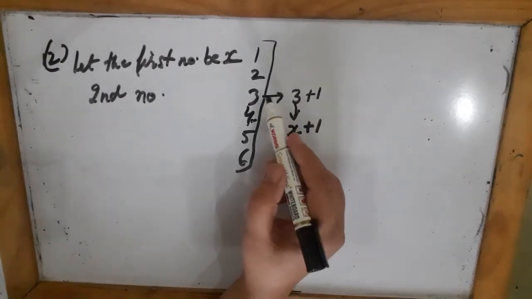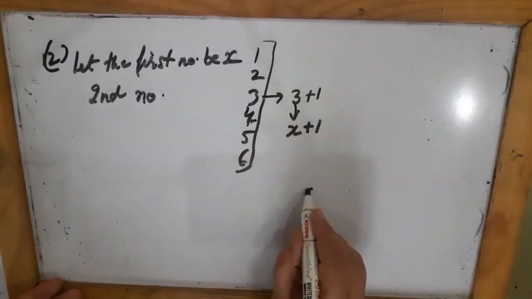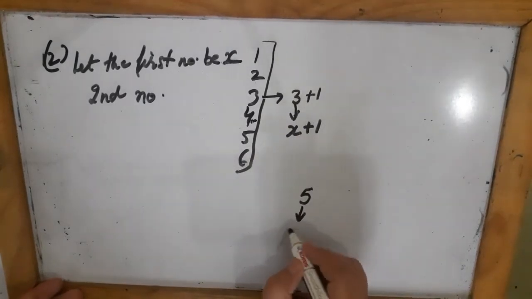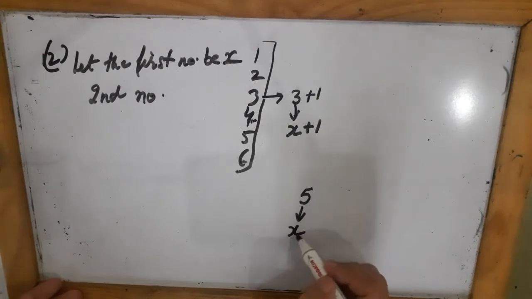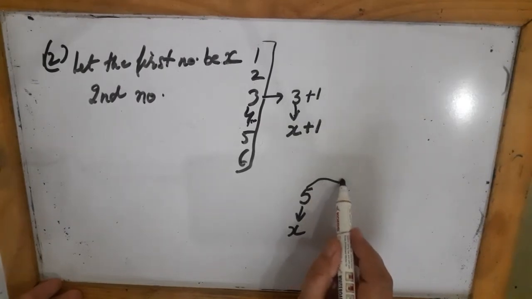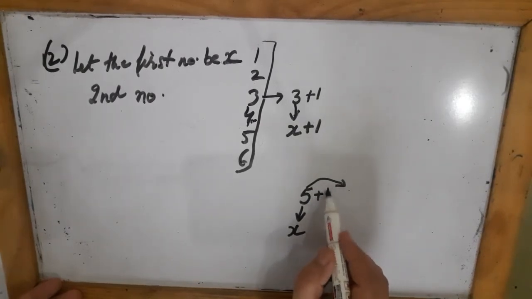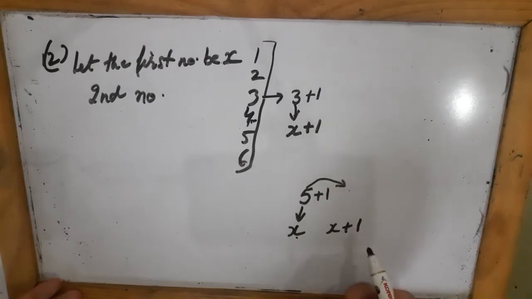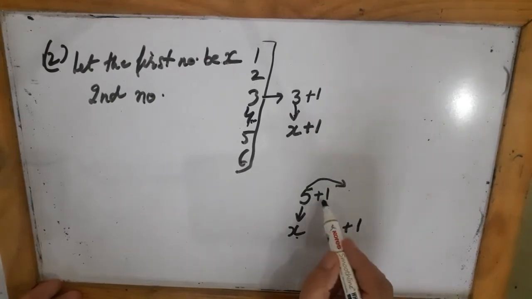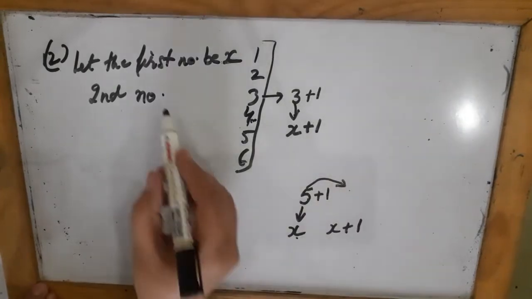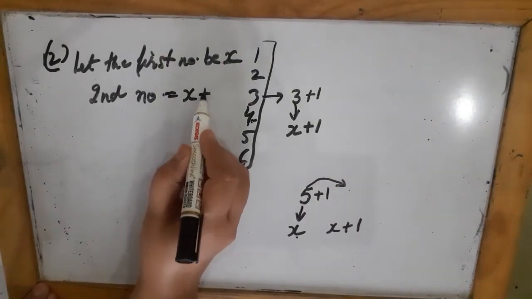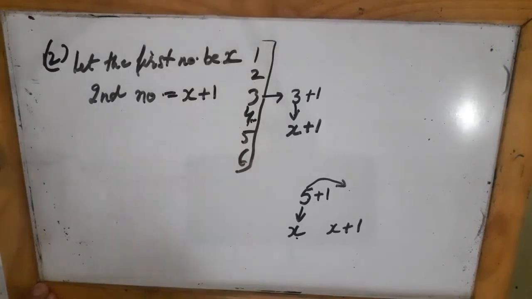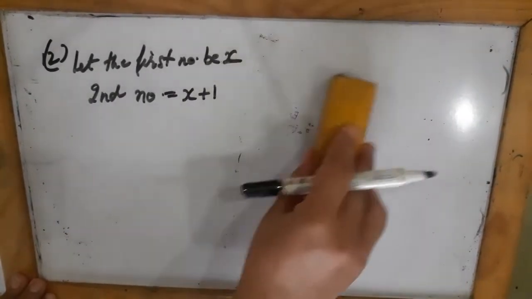Suppose the number is 5, and I keep it as x. How will I get the next number? If I add 1 to it. So my first number is 5, and my second number will be x plus 1. When I add 1 to this number, I will get the next number. So this is how I will assume the numbers.